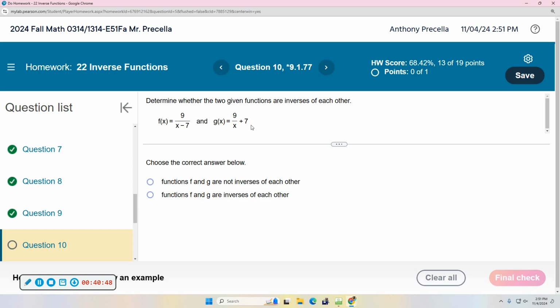So this is number 10. We have f of x equals 9 over x minus 7, and g of x is equal to 9 over x plus the integer 7. Let me make sure. Yes, okay.